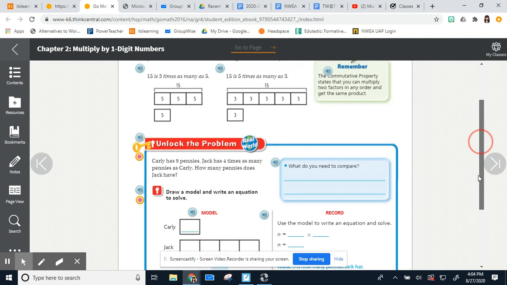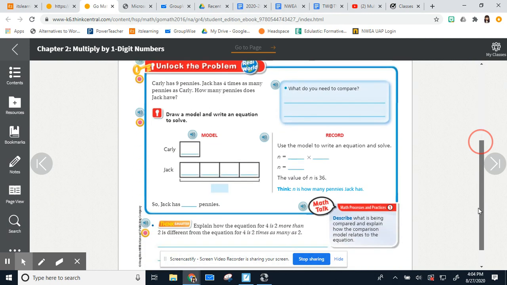All right, so now we're going to create a model out of this word problem. Carly has 9 pennies. Jack has 4 times as many pennies as Carly. How many pennies does Jack have? So they've given us a model already. We just need to fill it in. So again, we're starting with our CUBES strategy.